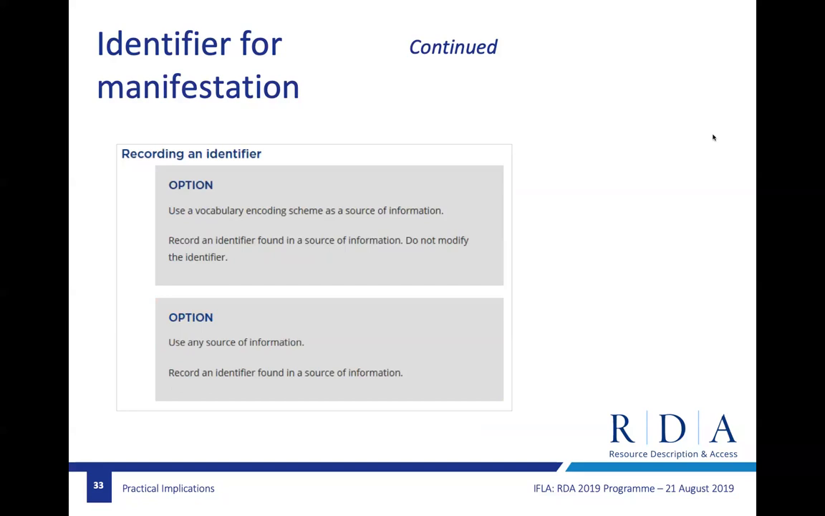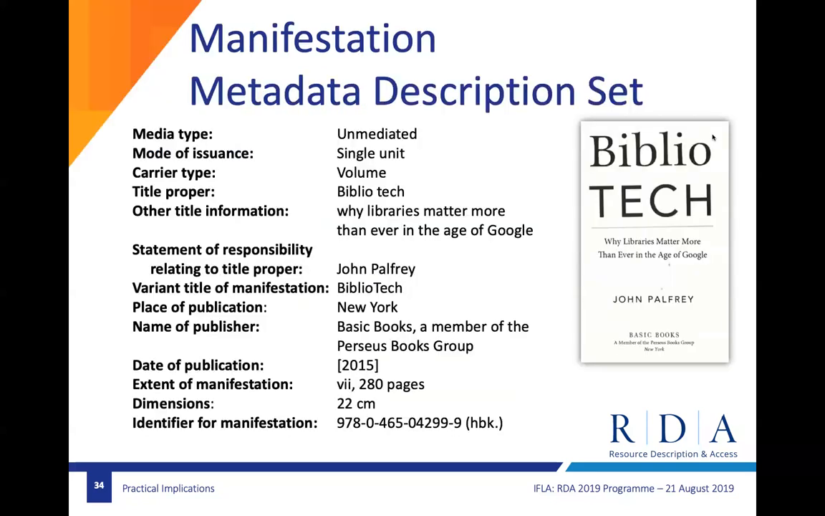So in recording an identifier, there's an option here to use a vocabulary encoding scheme as a source of information and record the identifier found in the source of information without modification. There's also an option to use any source of information and record the identifier found in the source. As I mentioned, I was going to be using the hyphens, and I've added parentheses HBK after it to indicate that it belongs to the hardback as opposed to the paperback version. So here's the complete manifestation metadata description set for Bibliotech. We talked about each one of these elements and how I got what I got.